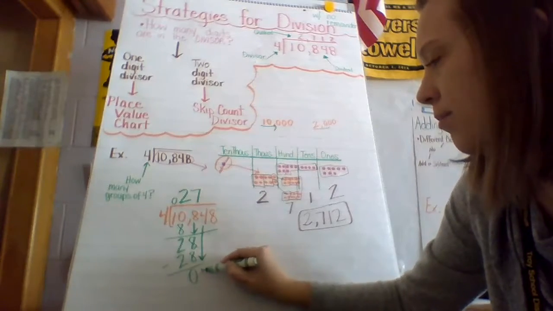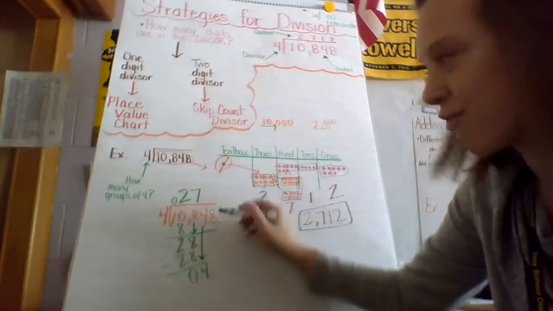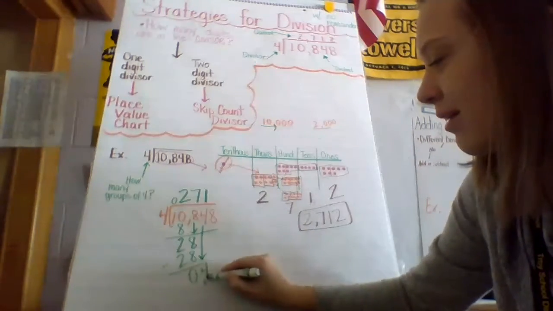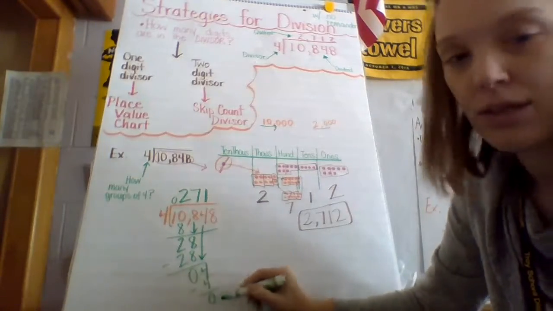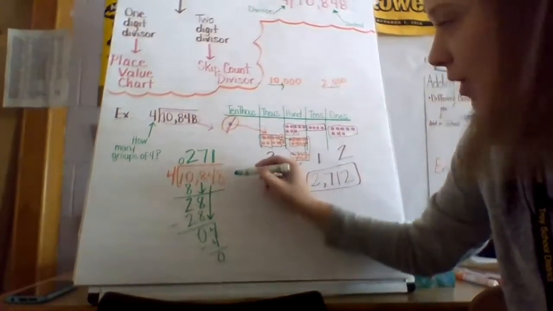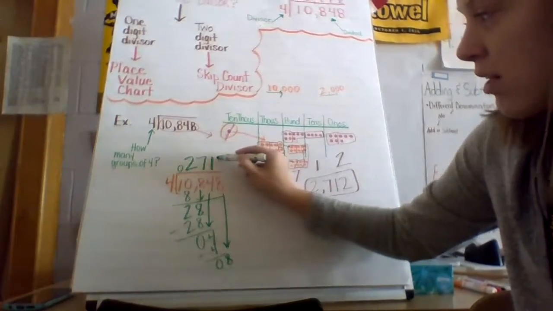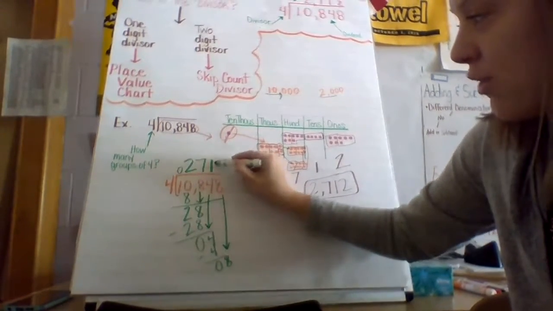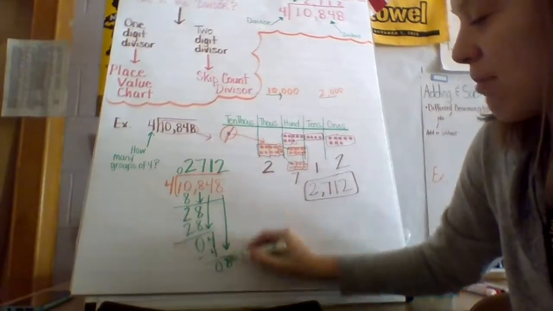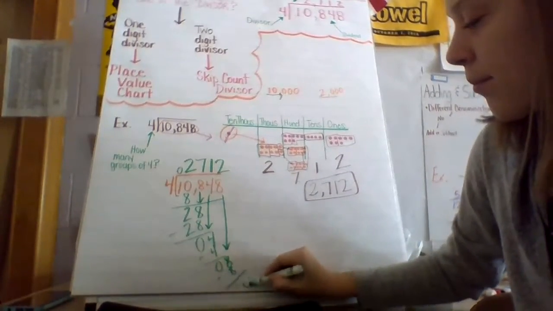Bring down your 4. How many groups of 4 can you make with 4? 1. And then bring down your 8. How many groups of 4 can you make out of 8? You can make 2. 2 times 4 is 8.